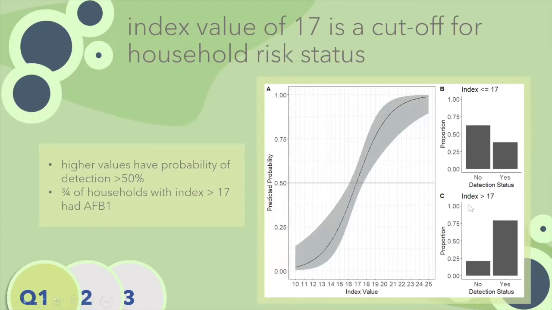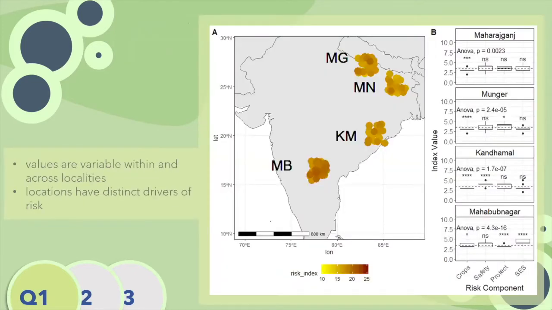And when we compare this to what we actually observed in the households, we can see indeed that when a household had an index value greater than 17, 3/4 of those households had yielded a detectable sample, compared to just 35% of households in this top panel B that yielded a detectable sample with scores less than 17. And so we were able to identify a reasonable cutoff as an indicator of household risk status using this system.